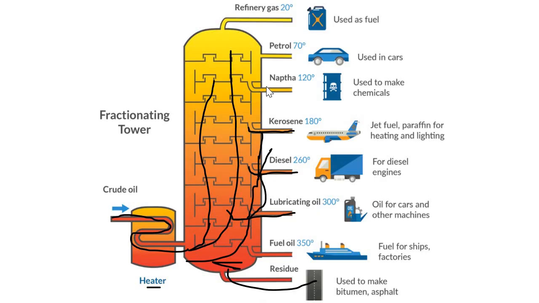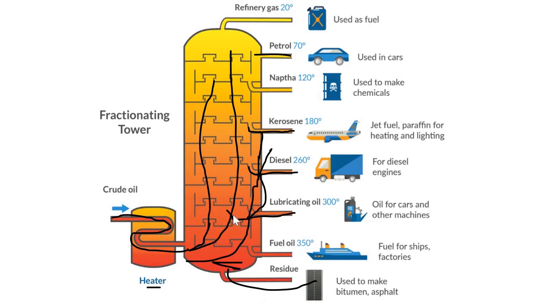See, now petrol is formed at 70 degrees Celsius. It contains 5 to 12 carbon atoms. It is used as fuel for aeroplanes, and it is also used in cars.